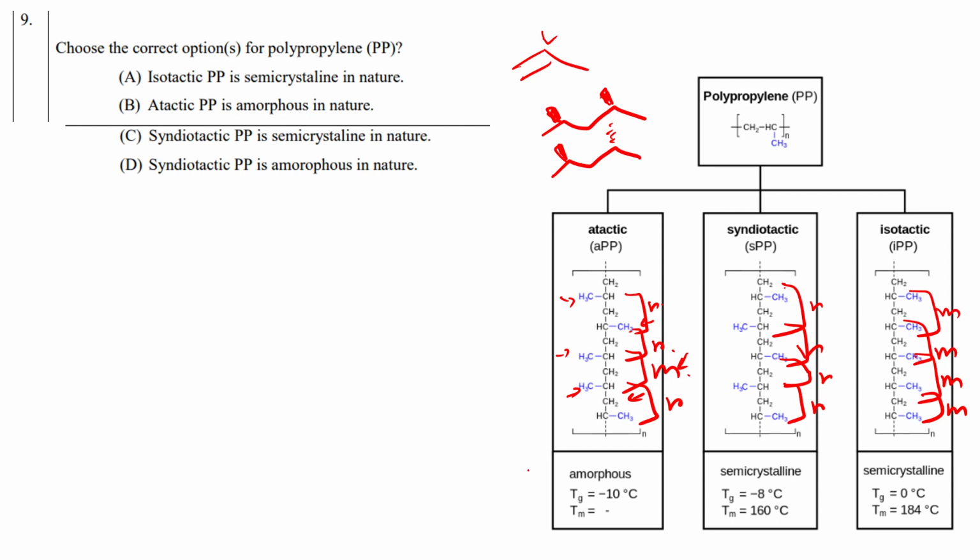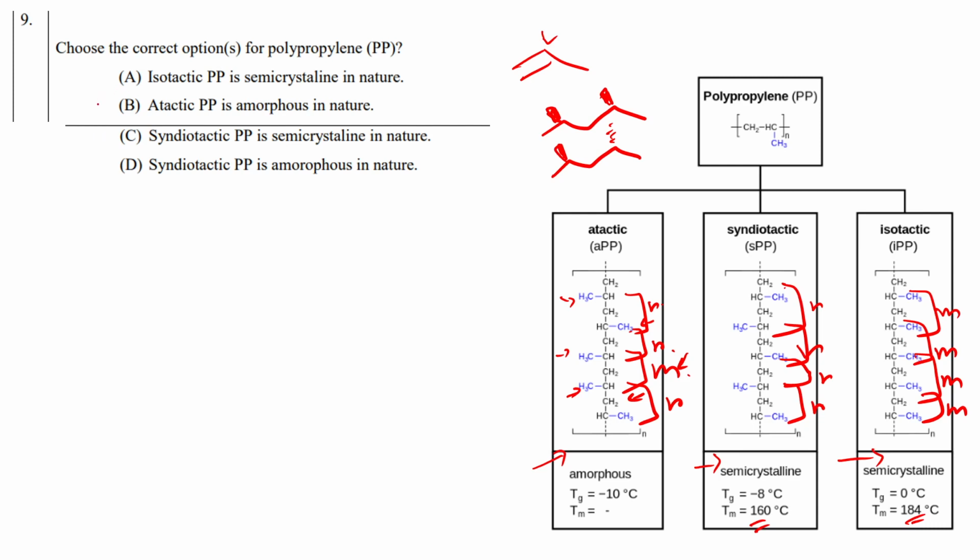So atactic polypropylenes are amorphous. Syndiotactic are semi-crystalline. Isotactic are also semi-crystalline. The difference is the melting point: for syndiotactic it is 160 degrees, and for isotactic it is much higher, it is 184 degrees. And let's look at this.